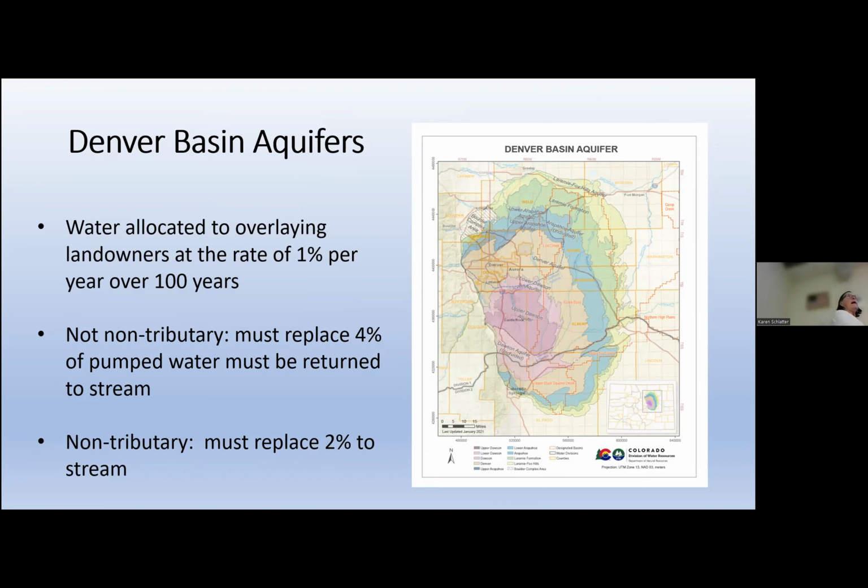So in order to pump water out of the Denver aquifer, you have to get a permit from the state engineer, which you do for any water right. And the amount of water you get is based on your land ownership over that aquifer, and they presumed in legislation that the aquifer would last for 100 years. So if you had non-tributary water, you had to replace 2%. If you had not non-tributary, you had to put water into the stream at a rate of 4% of what you pumped.